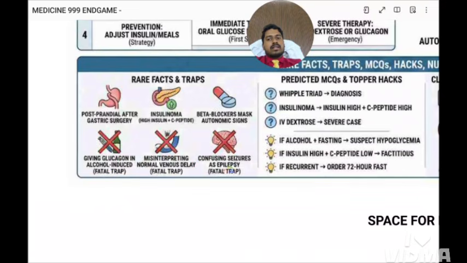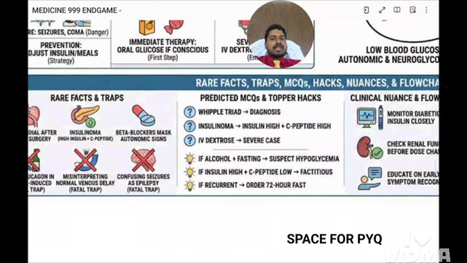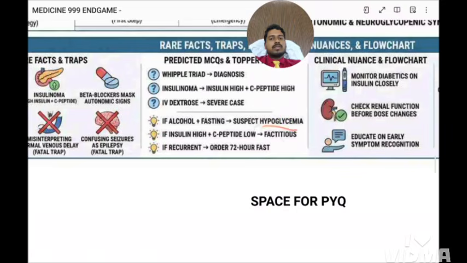Next, hypoglycemic seizures can be confused with epilepsy, because in your question you might miss totally that RBS values are given. Okay, next, the Whipple triad is useful for diagnosing insulinoma, IV dextrose I have told you, all these things I have told you. One more thing is, if insulin is high and C-peptide is low, that means it is factitious. Factitious means it is because of increased insulin dosage. Insulin is high but C-peptide levels are low.